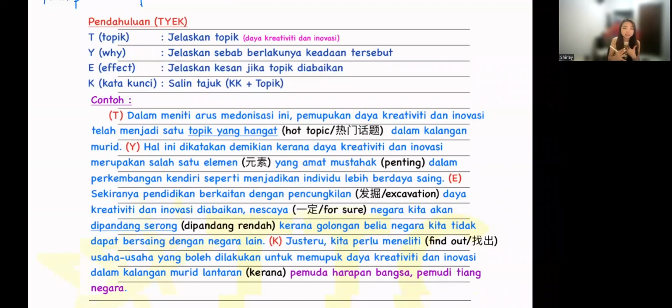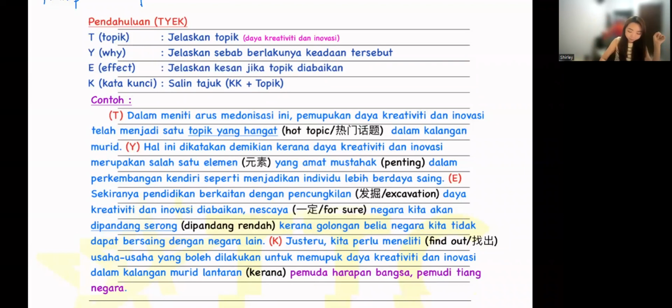Okay, so this is the kesan. Lastly, kata kunci, saling tajuk. Remember I told you the tajuk is the combination of your kata kunci and topic. Our kata kunci here is the usaha. Topik is the dilakukan untuk memupuk daya kreativiti dan inovasi.